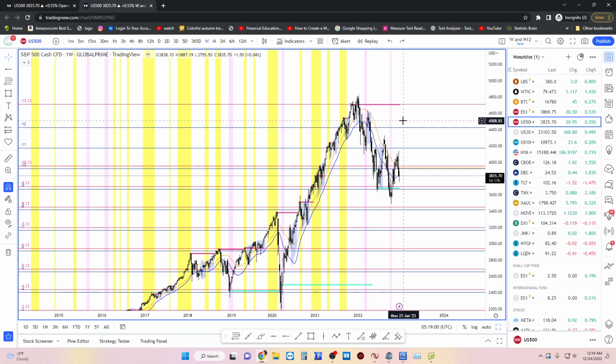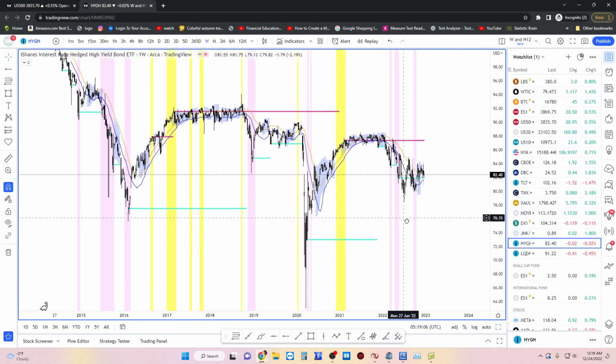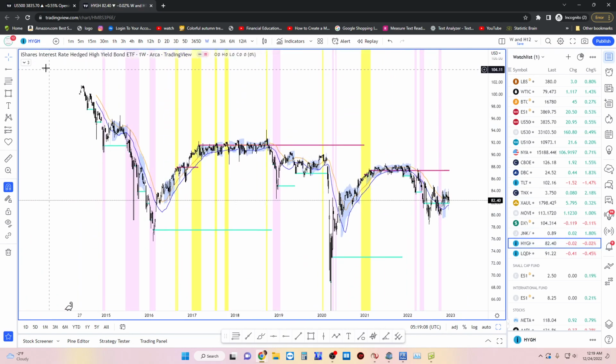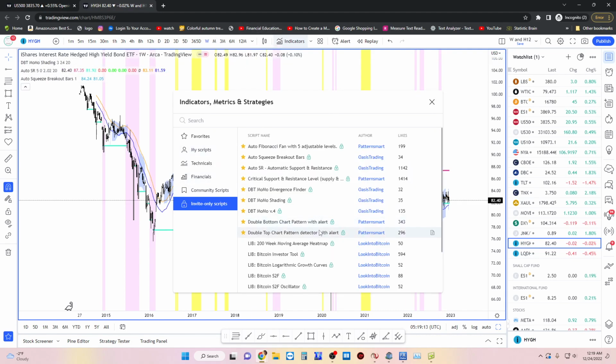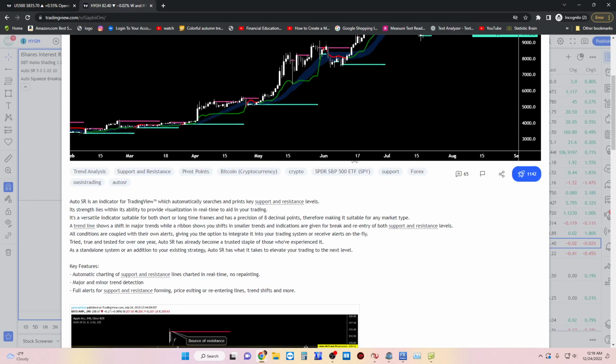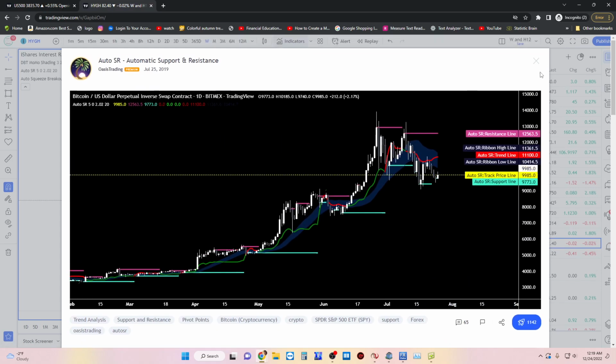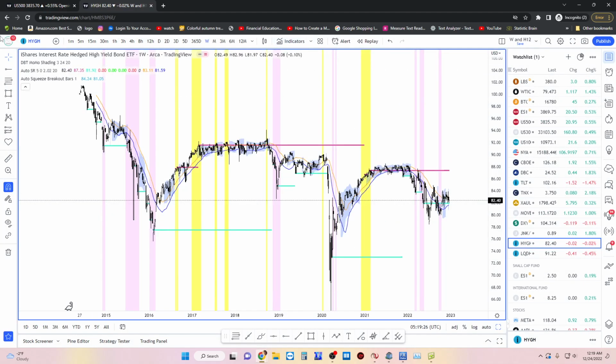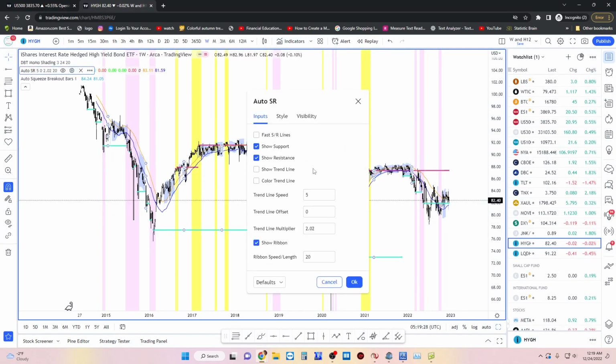So we want to just redo that, undo that. Control Z. There we go. For the most part, when you start making these, this is using the indicator Auto SR by Oasis Trading. I remove everything else but the SR levels. So, for example, if I open up the indicator, I don't have the fast support and resistance. I only have it on the weekly time frame, and I just do show support, show resistance.